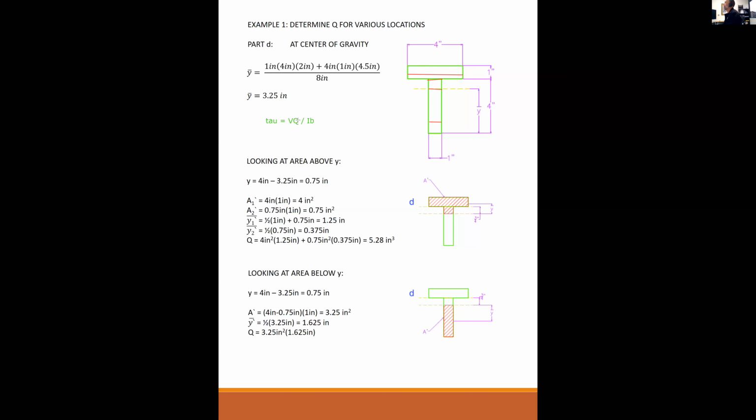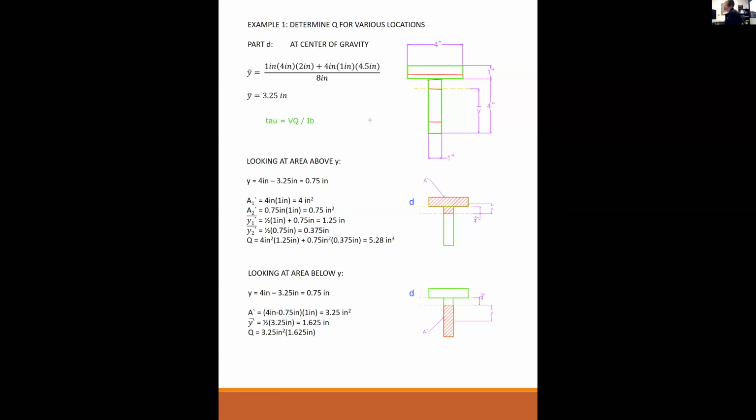Q is in the numerator, if that's what it is, the bigger Q is, the bigger tau is, right? So given that V is constant, I is constant, and for most of this section B is constant as well, really the only thing that varies is Q. So where would you make a cut that would make Q at its maximum?